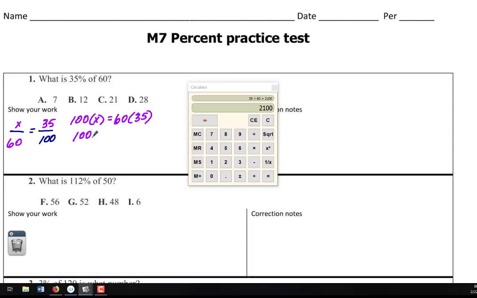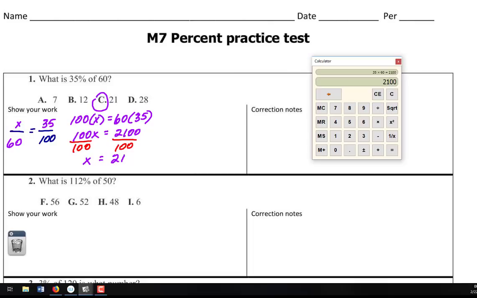So that's going to be 100x is equal to 2,100. This 100 right here is the coefficient. We're going to divide by that on both sides. And we are going to end up with x is equal to 21. Answer C. Now there are other ways of doing this problem also.